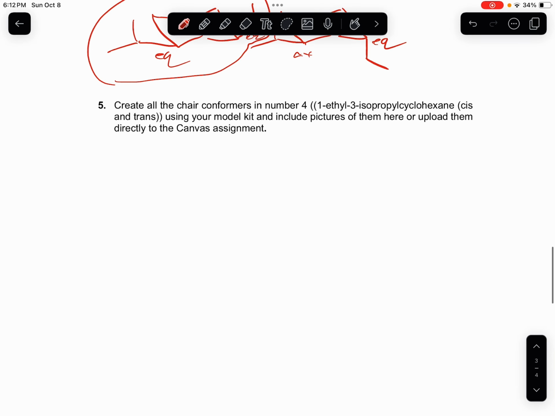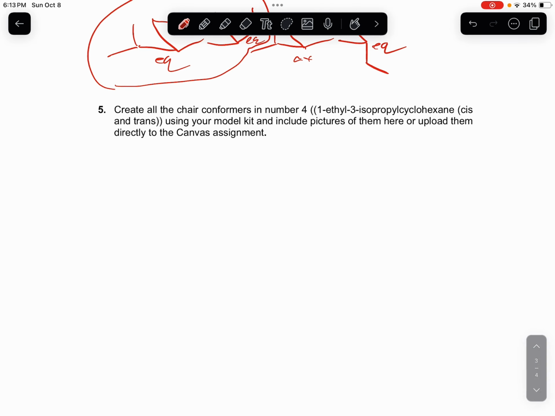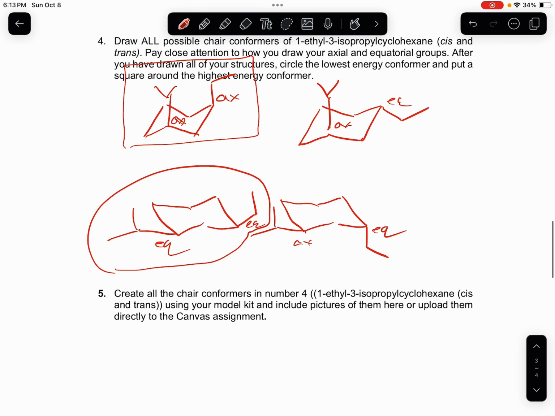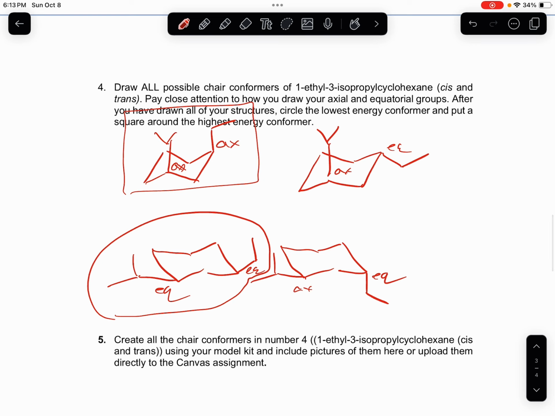So if you want to think about number 4, 1-ethyl, 3-isopropyl, make them with your model kit. So I won't include that in this video because I don't have my model kit with me.